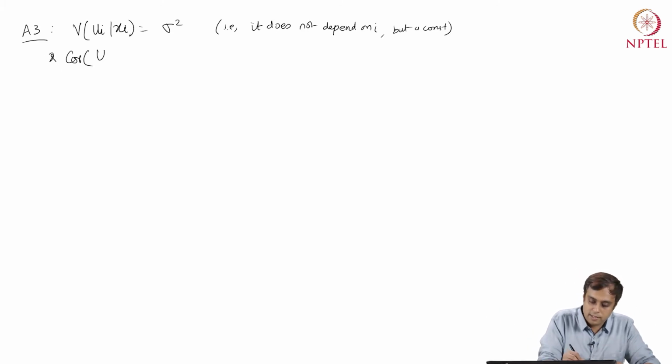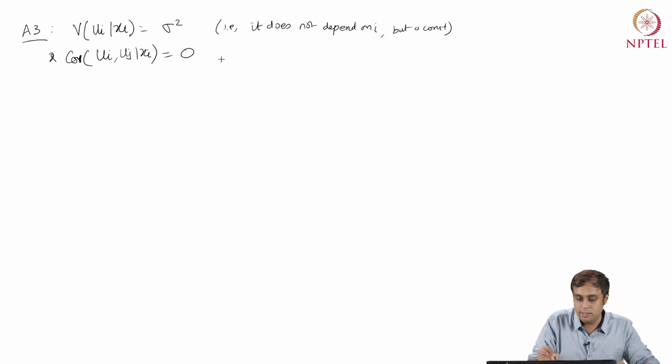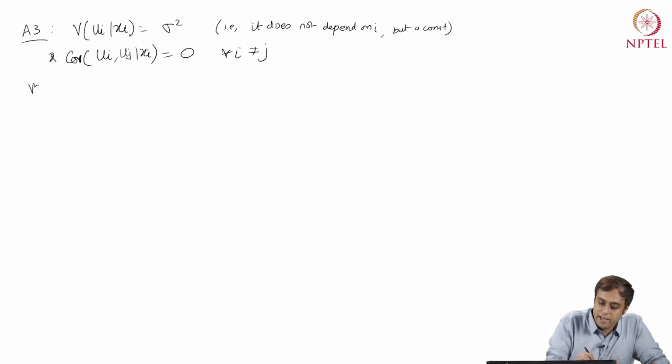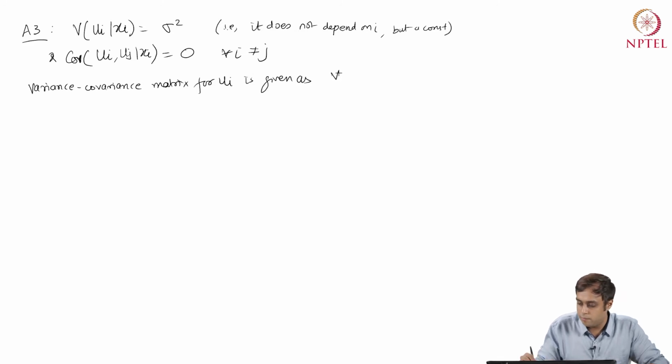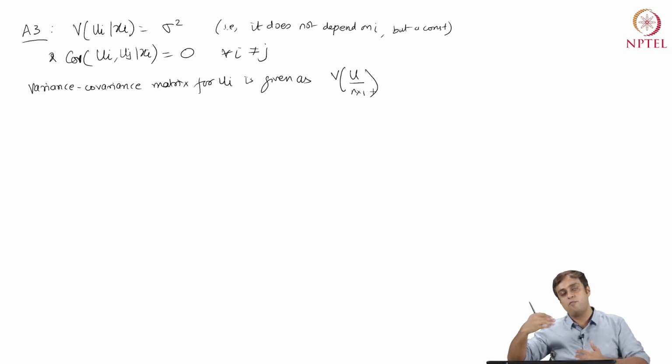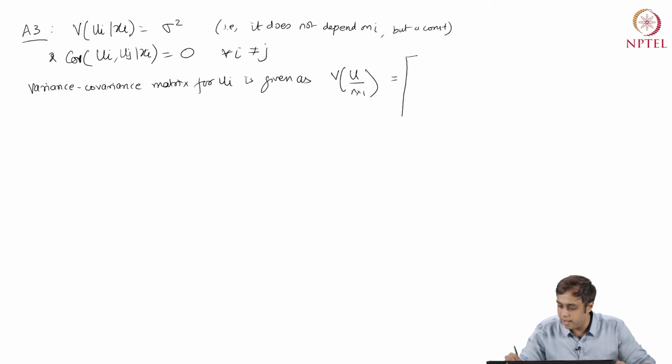Moreover, it says covariance of ui and uj given xi is 0 for all i not equal to j. That is the variance covariance matrix for u, right, is given as the variance of u, where u is an n by 1 collection of all the error terms from 1 to n. This is going to be an n by n matrix, right?